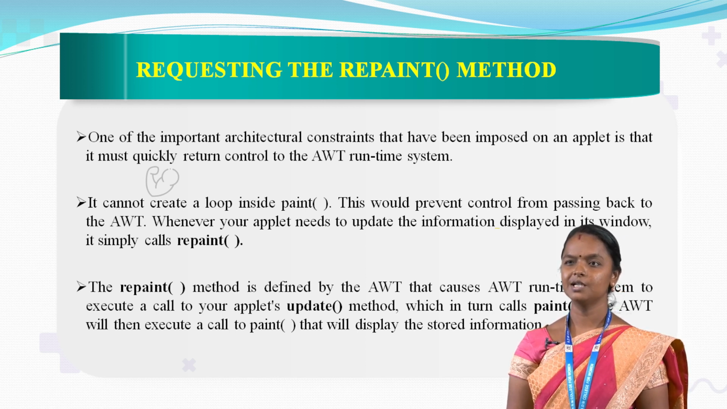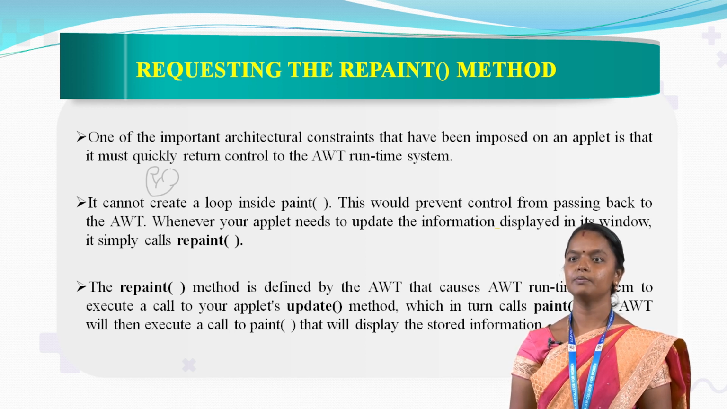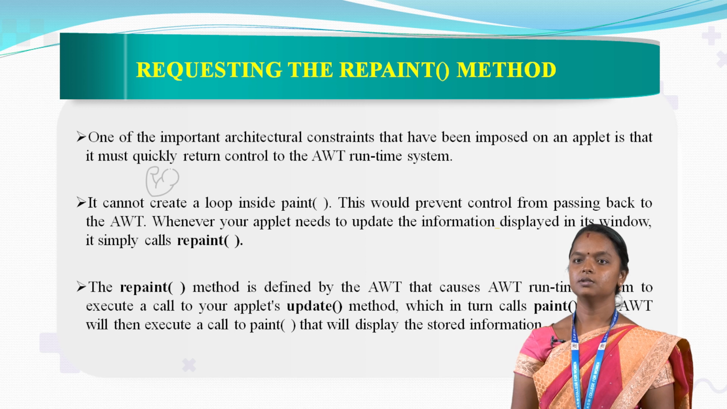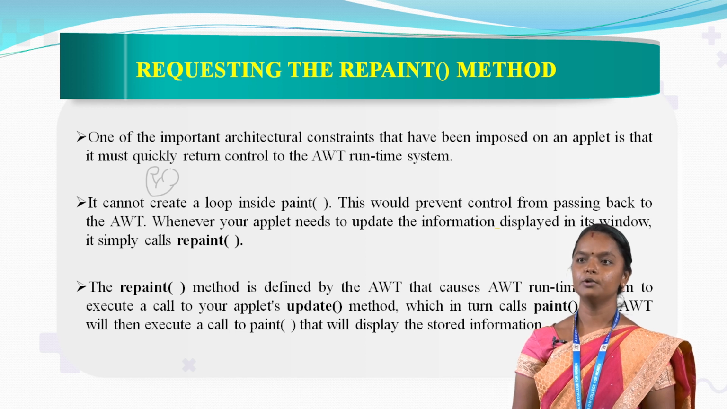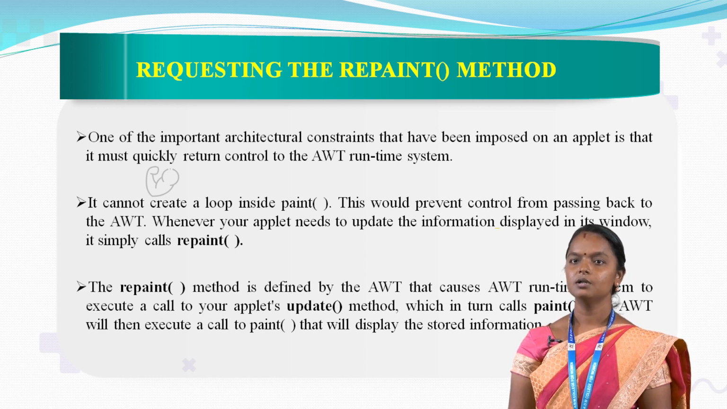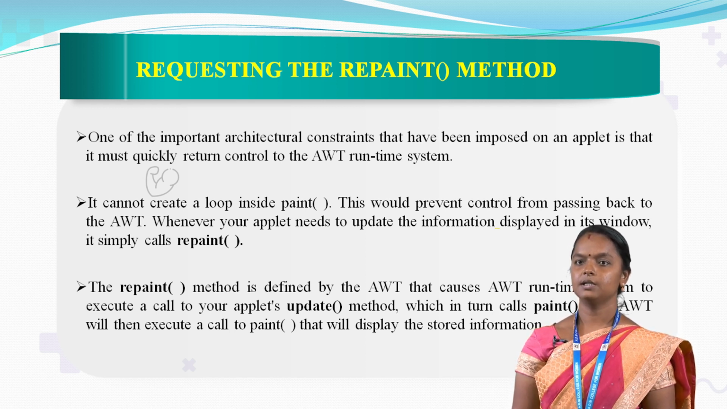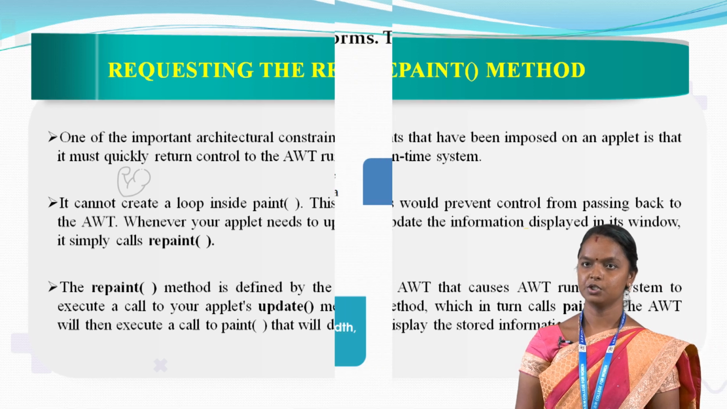Whenever your applet needs to update the information displayed in its window, simply call the repaint method. The repaint method is defined by the AWT. It causes the AWT runtime system to execute a call to your applet's update method, which in turn calls the paint method. The AWT will then execute a call to the paint method that will display the stored information.